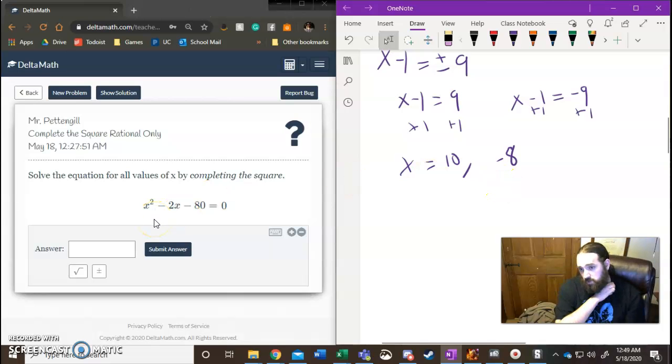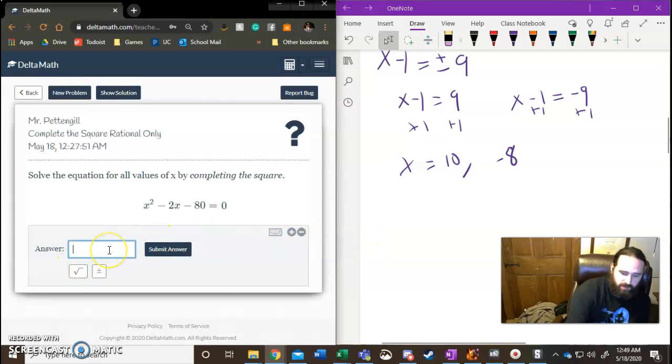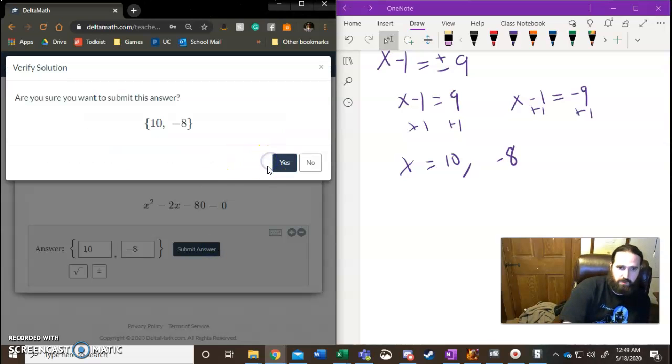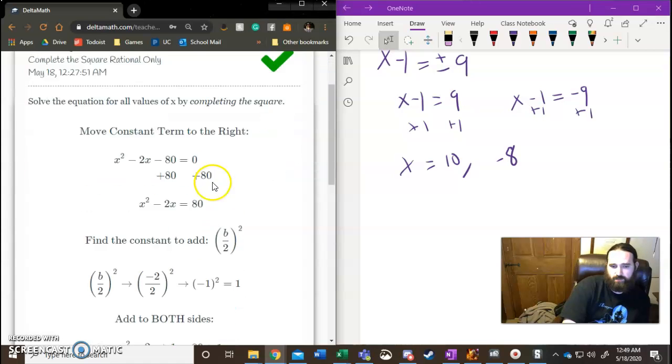If you like this better, cool. If you decide to game the system and you solve this activity by doing what you know, we can live with that. But try out completing the square. See what you think. Now, my original answer is going to be 10, comma, negative 8. Submit. Beautiful. Look at that green check mark.